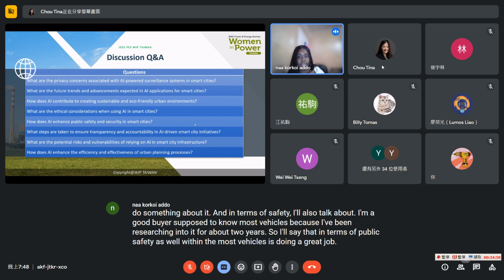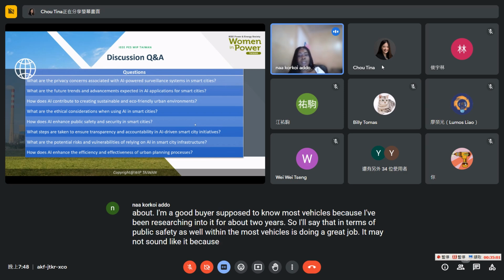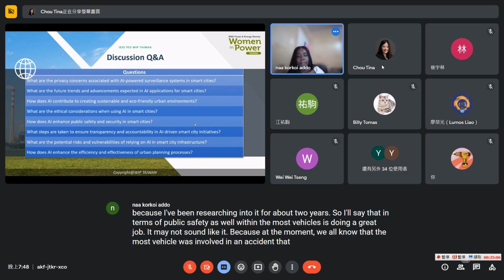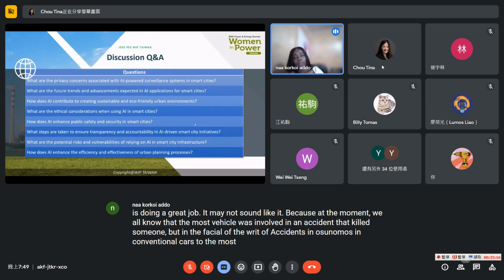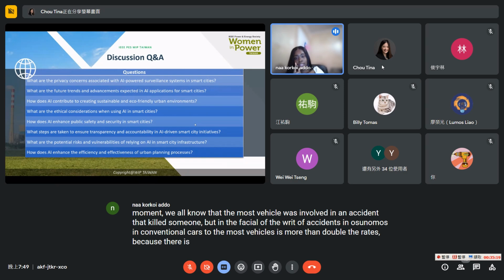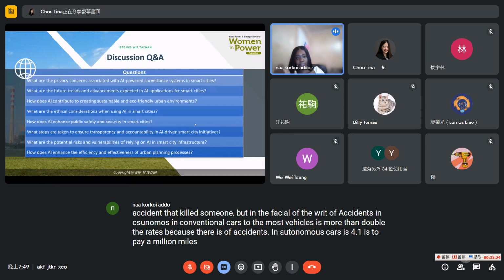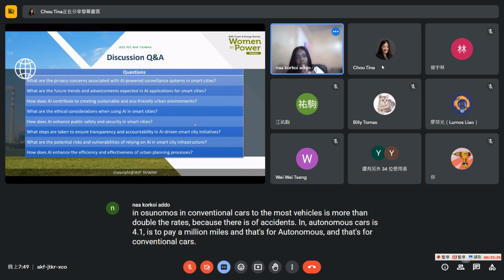It may not sound like it, because at the moment we all know that the autonomous vehicle was involved in an accident that killed someone, but the rate of accidents in conventional cars is more than double the rate in autonomous vehicles. The rate of accidents in autonomous cars is 4.1 per million miles, and for conventional cars it is 9.1.